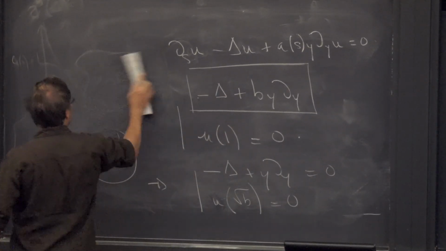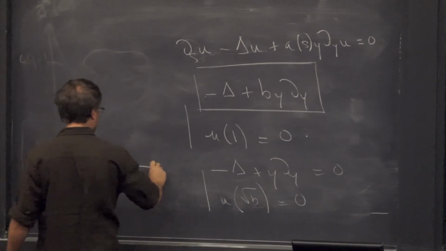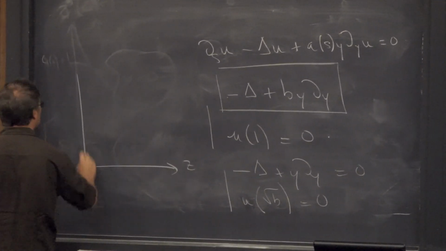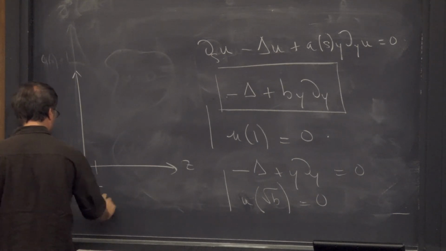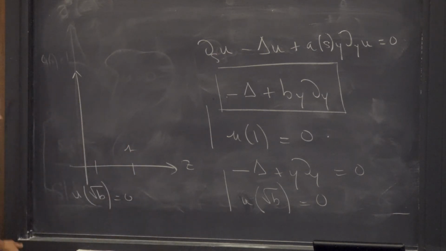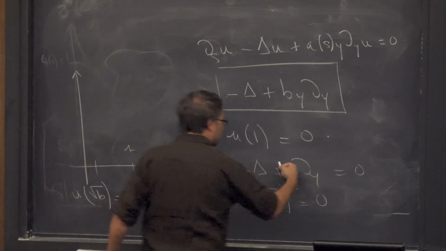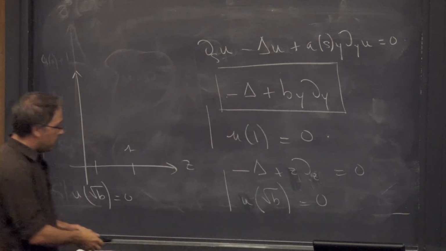Okay, so it's exactly like I'm having this structure here. So this is a new variable, say z. So I have this zone here, square root of b, where u is supposed to equal 0. I have the zone 1. And I look at this operator. Well, but this is very clear. So maybe I should call this variable here z.